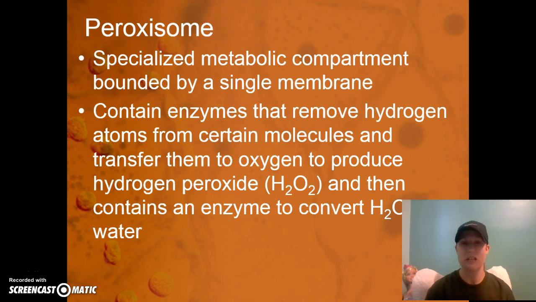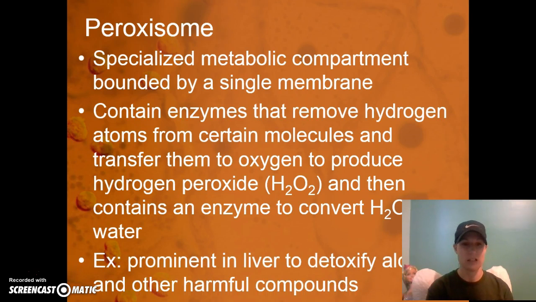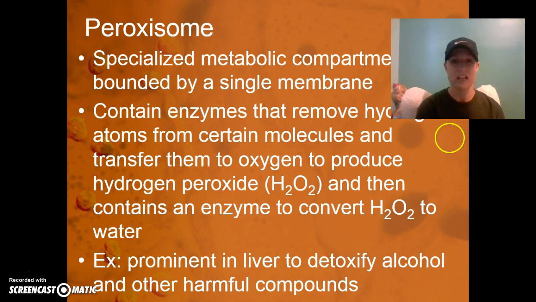The peroxisome can then take that H2O2 and convert it into water. This all happens within, because it has various enzymes that allow it to do this to protect the rest of the cell from these possible harmful compounds. So when would we see this happen? We would see it happen in the liver. That's the big example I got for you. It's prominent in the liver to detoxify alcohol and other harmful compounds.